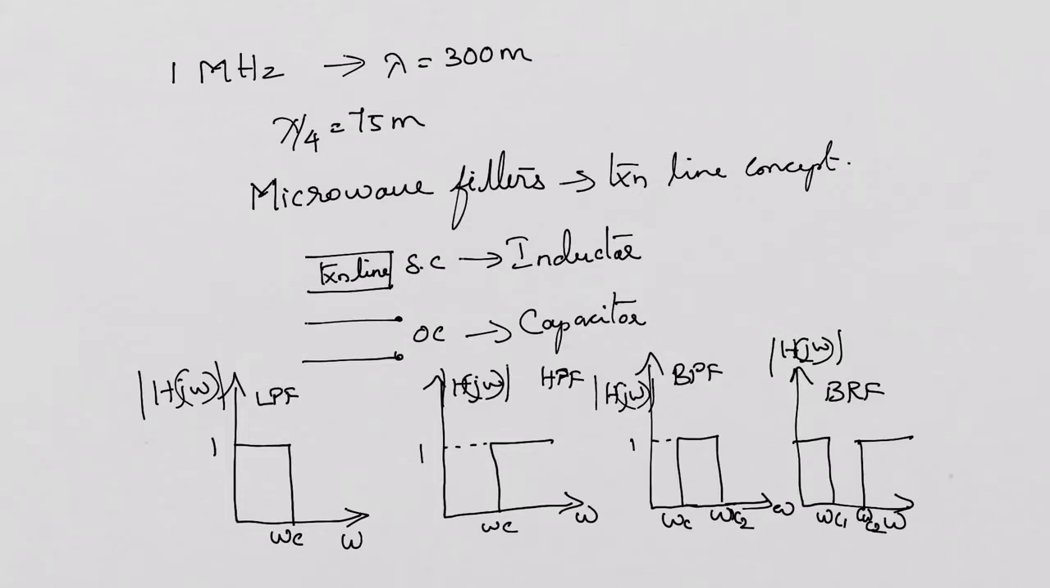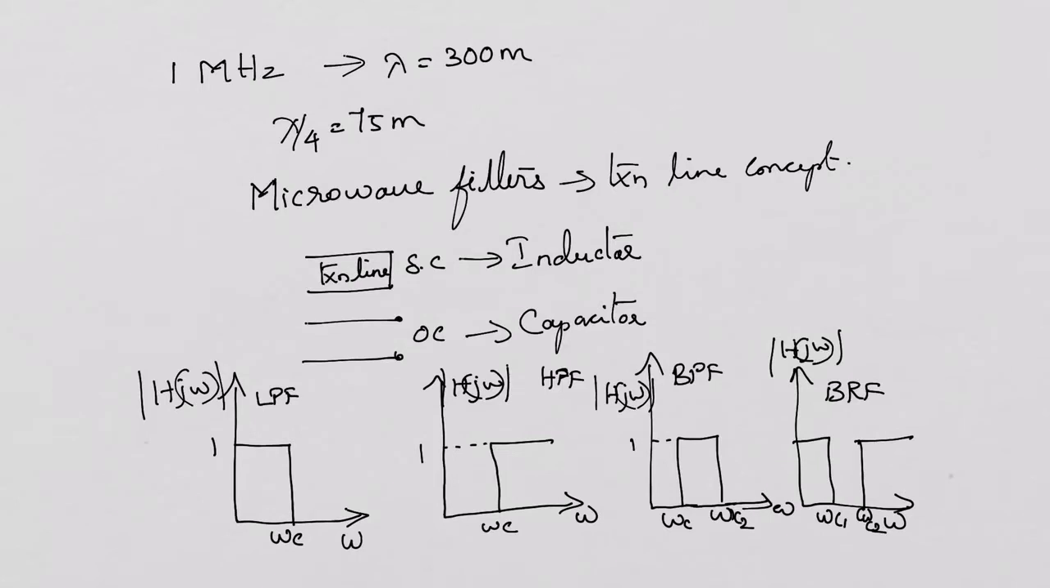transmission line concept, because here inductors and capacitors are not present. They are realized by using the transmission line concept. When we come to this transmission line concept used in the design of filters at microwave frequency, one thing we must understand: a transmission line which is shorted at the end behaves like an inductor, and a transmission line which is open circuited at the end behaves like a capacitor. The same concept is used to realize the low pass filter by using these transmission lines, and hence you don't have to see any inductor and capacitor there.